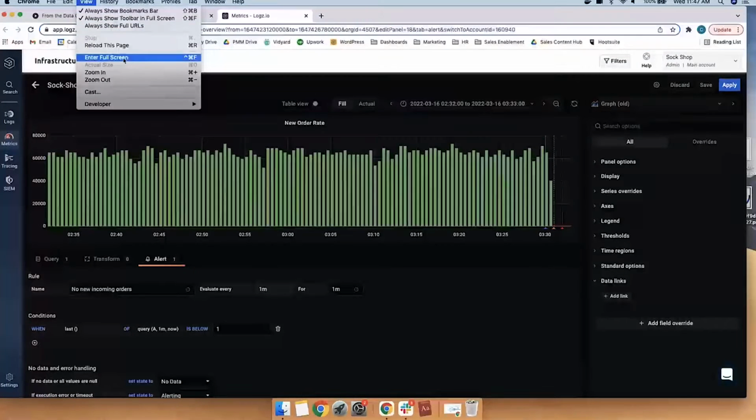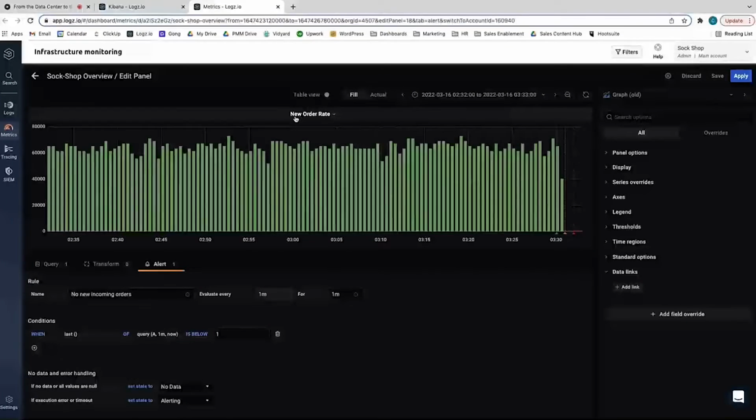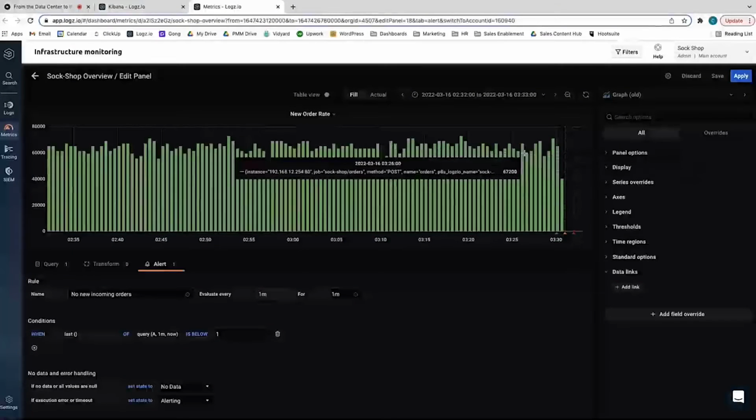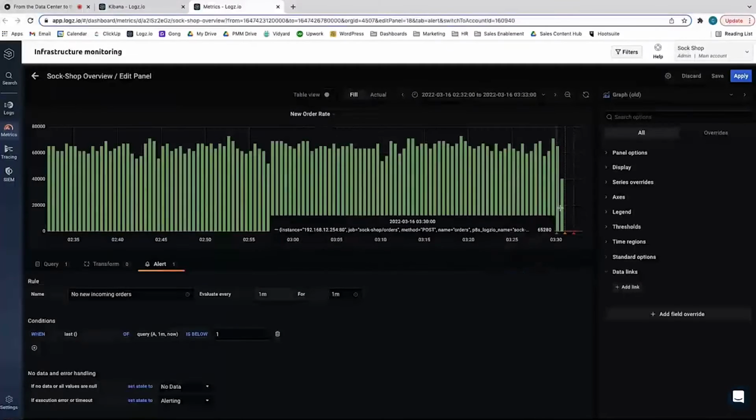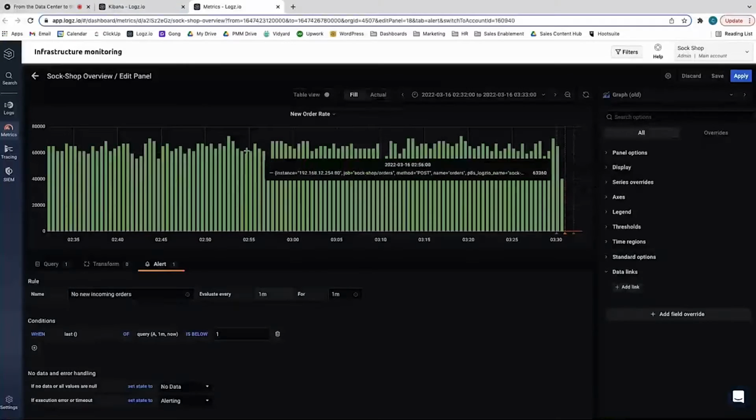Okay. So in this visualization, we can see that our new orders are looking pretty good up until about right after 3:30. It plummets to 0. So obviously something is very wrong on our application. We need to figure out what's causing it. So let's zoom out to our larger dashboard.